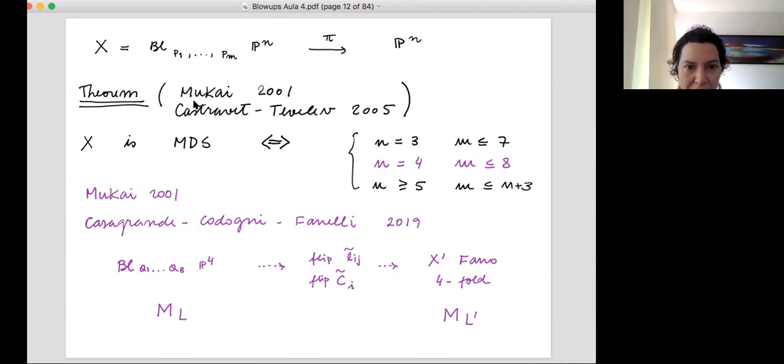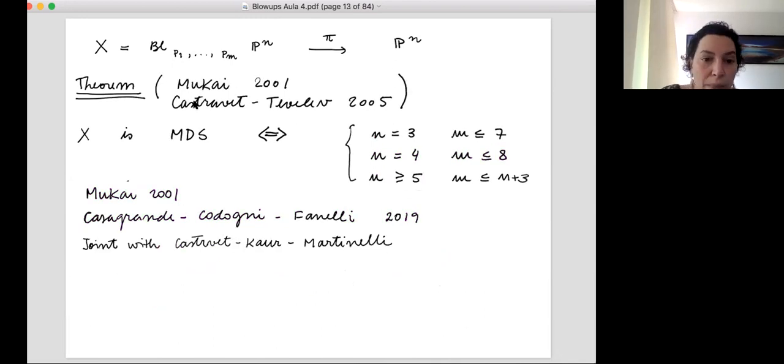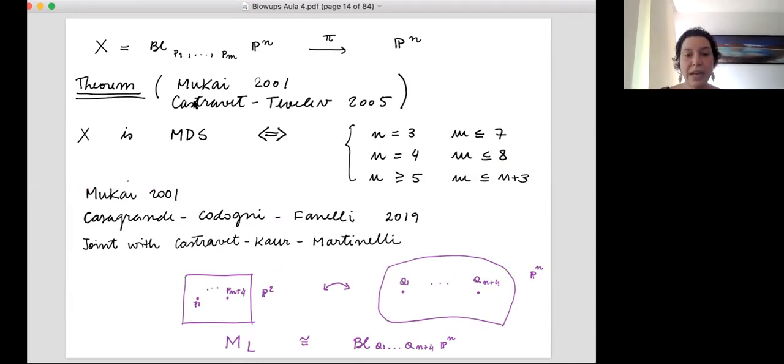So let me explain how we do this in general. This is a more recent work with Ana Maria Castravet, Inder Kaur, and Diletta Martinelli. We proved that this construction actually works for any number n, and any set of n plus 4 points in very general position on P2.